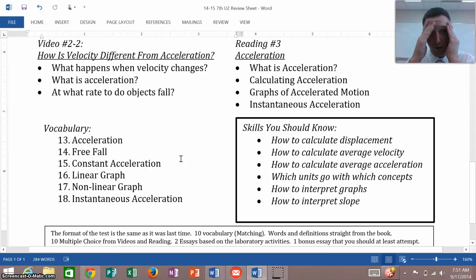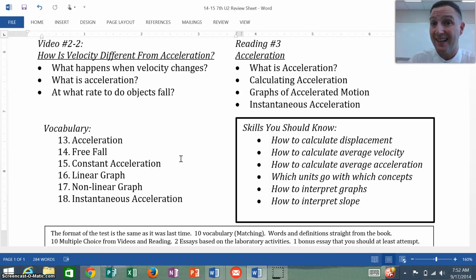Video 2.2, we're talking velocity and acceleration. You want to know what happens when velocity changes. Velocity can change either in the speed, I can speed up, I can slow down, or in terms of my direction. I can maintain a constant speed but drive in a circle and constantly be accelerating. Acceleration is a change in velocity. How do I change my velocity? Either changing my speed or changing my direction.